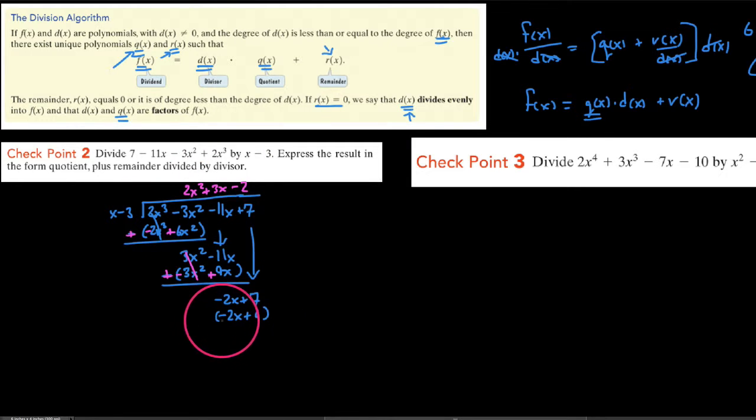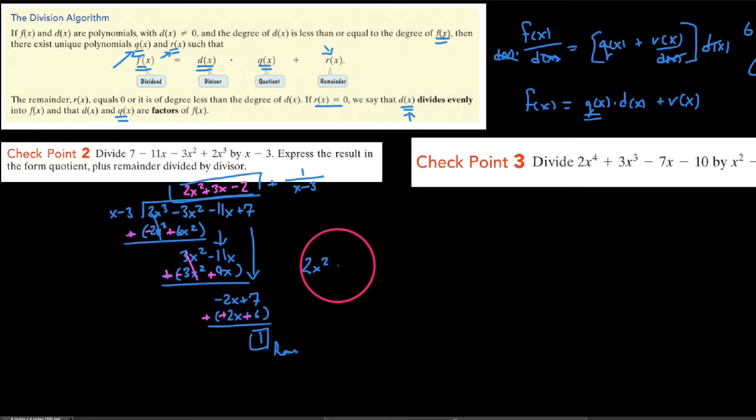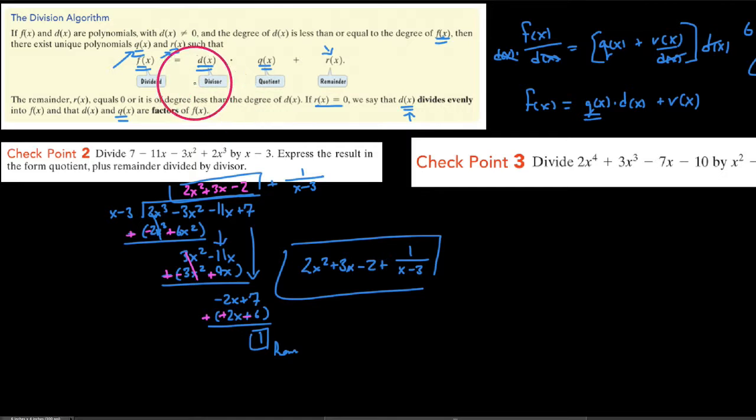And when we subtract these this time, this whole quantity here, what we're not going to see happen is we're not going to get 0 for a remainder. So we got a remainder in this case. So what this said was express the result in the form of a quotient plus a remainder divided by the divisor. So here's our quotient here, but we're going to say plus now 1 over the thing we were dividing by. So our quotient is 2x squared plus 3x minus 2 plus 1 over the thing I was dividing by here. This would be all of this that you see right there.